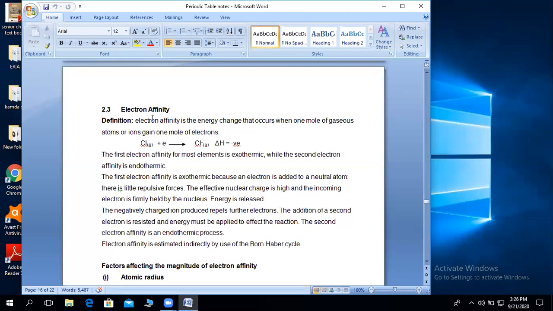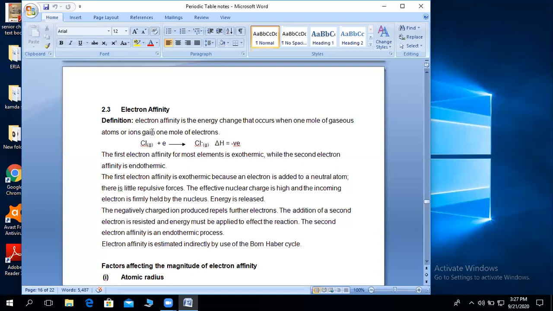So the definition for ionization energy, it is 1 mole of electrons is removed from 1 mole of gaseous atoms to form a positively charged gaseous ion. And for electron affinity, instead, the electron is added. So electron affinity, it is the enthalpy change or the energy change that occurs when 1 mole of gaseous atoms or ions gains 1 mole of electrons.